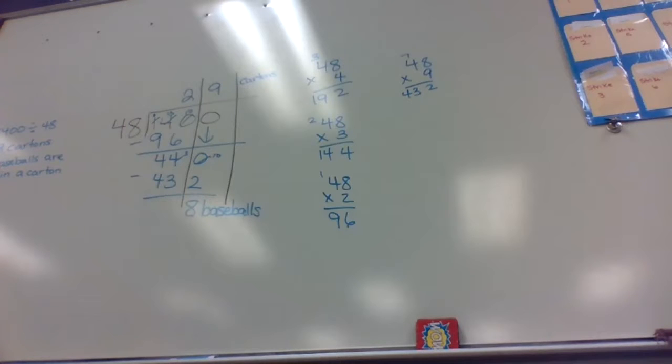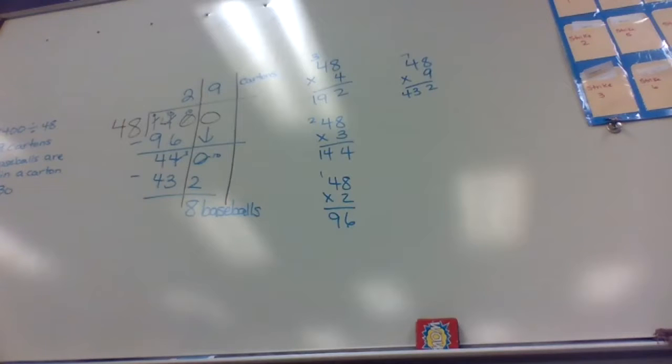8 baseballs left over. That means they don't have a carton to go into. They're left over. So how many cartons will the company need then? 30. Because 29 is not enough. We had some left. So the company would need 30 cartons for these baseballs to get shipped.